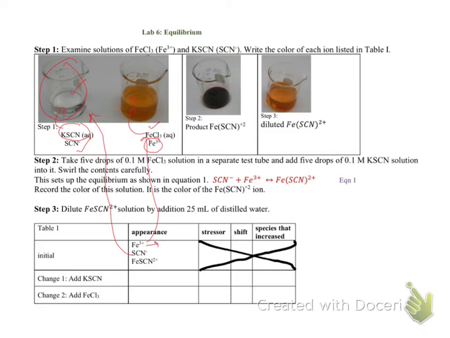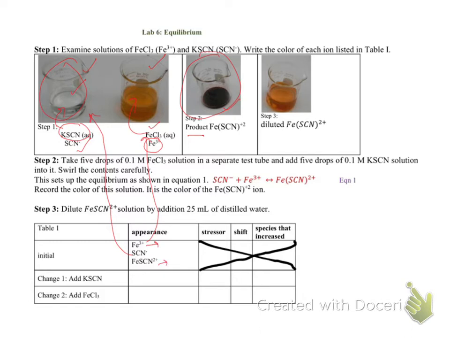Now, in step 2, we take a few drops of KSCN and a few drops of FeCl3 and we mix them. This is my step 2. And we mix them to form the product, which is FeSCN with 2 positive charge. It's a complex. So then you look at the color of this product and then you write down here.